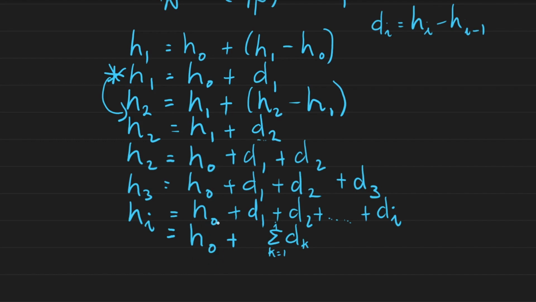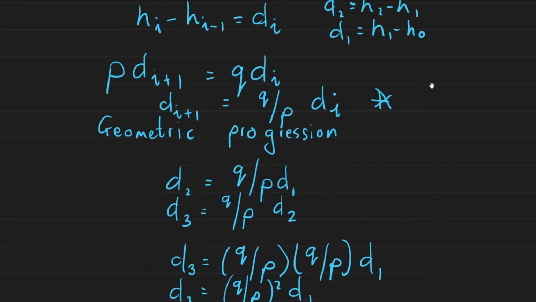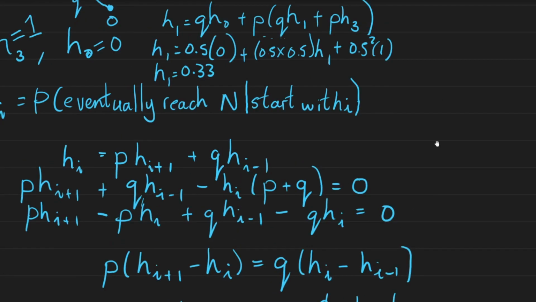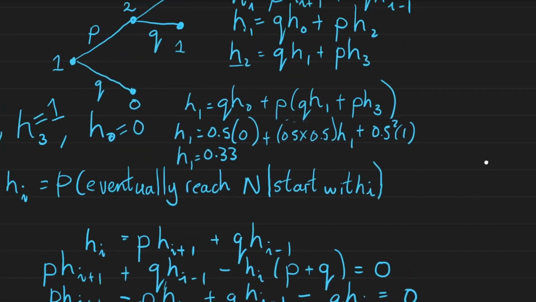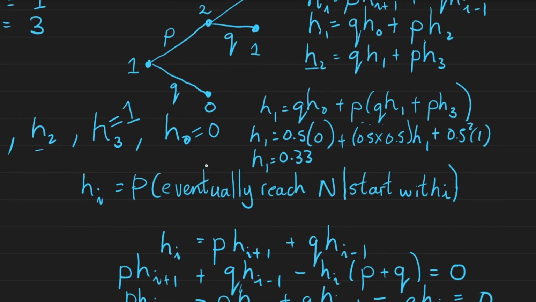So we know that h0 is actually equal to 0. I had explained earlier how h0 was equal to 0. So this h3 was equal to 1 because n was equal to 1. So we can say here that hn is equal to 1.